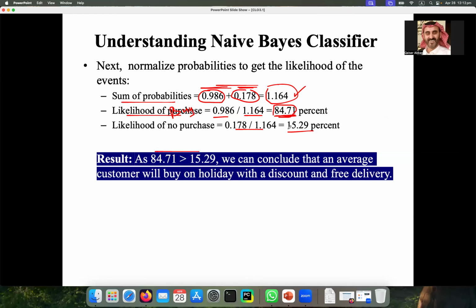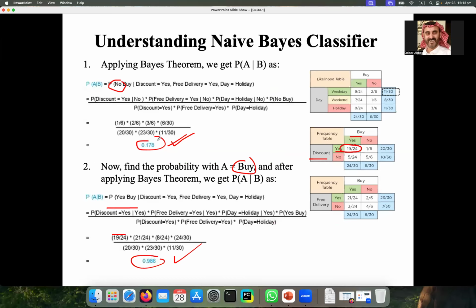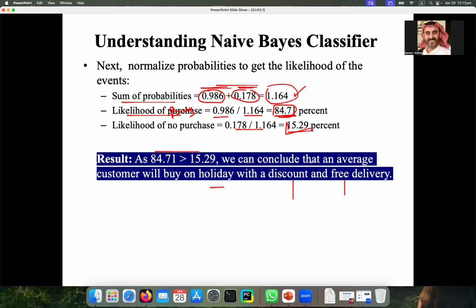So 84 is larger than no buy, which means that an average customer will buy on holiday, because here we are discussing the case of holiday with discount equal to yes, or with free delivery. Your day is holiday, you have taken this example. So an average customer will buy on holiday with discount and free delivery because the ratio is high. So this is an example of a naive Bayes classifier, how the naive Bayes classifier will classify whether people will buy or not buy.